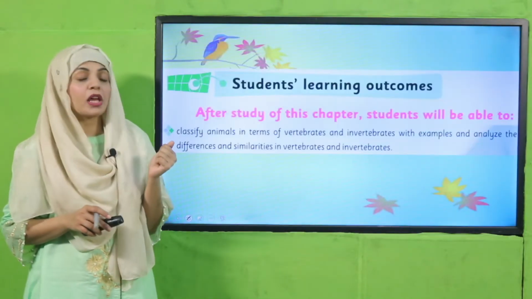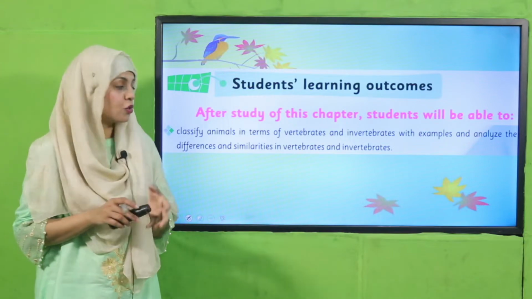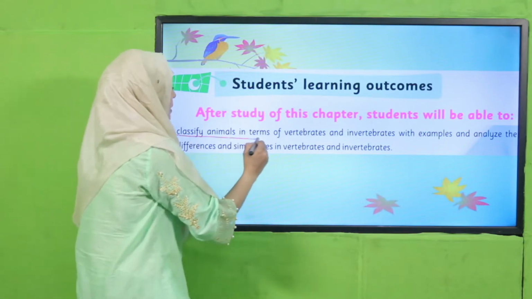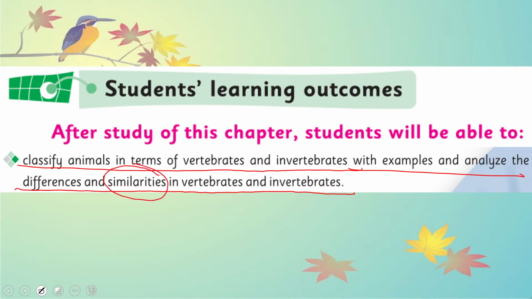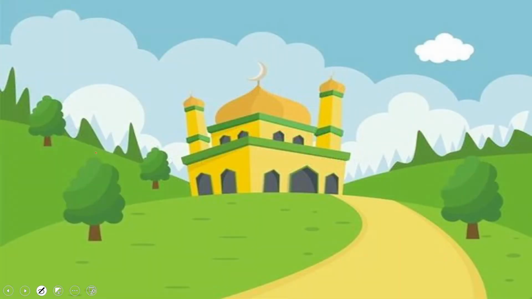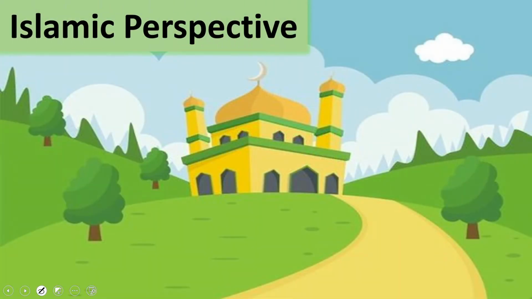So my dear students, in today's lecture the students will be able to classify animals in terms of vertebrates and invertebrates with examples and analyze the differences and similarities in vertebrates and invertebrates. So as you know, we have discussed similarities, today we will discuss the differences among vertebrates and invertebrates. So my dear students, now let's quickly look at the Islamic perspective.